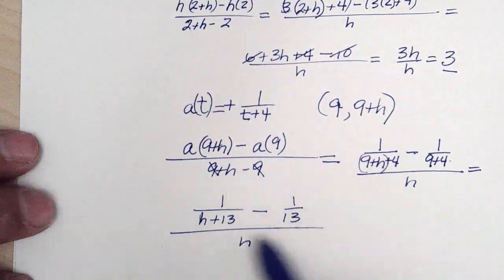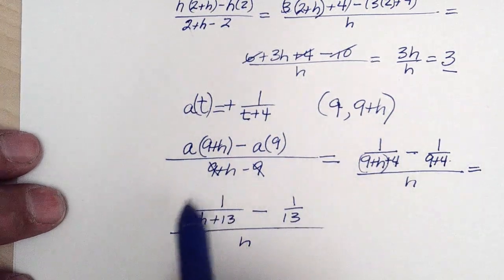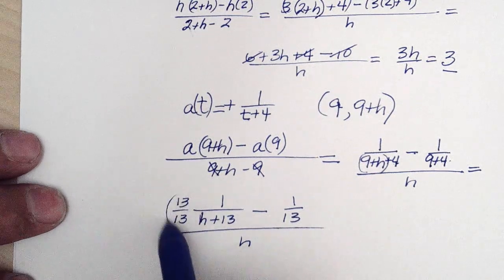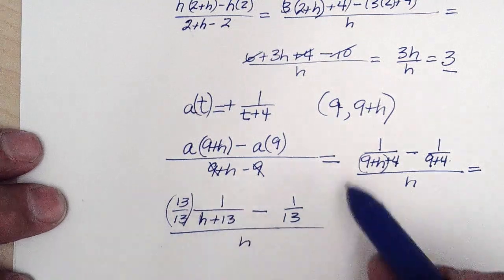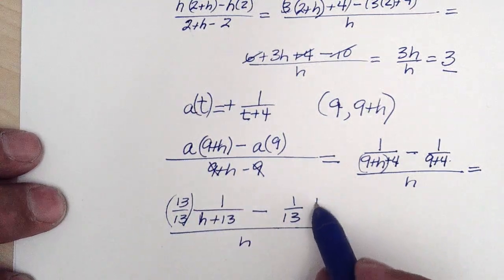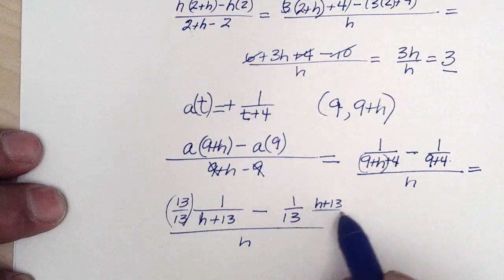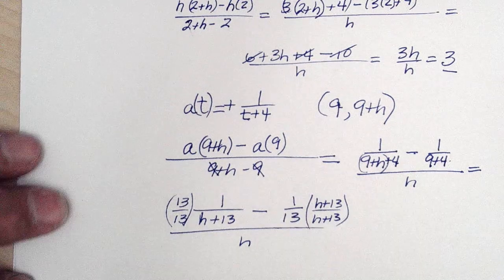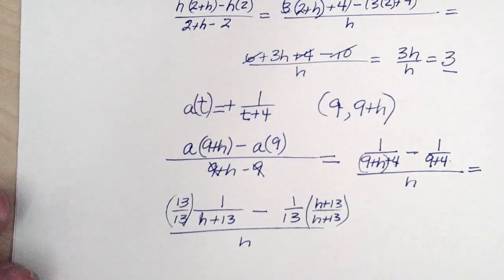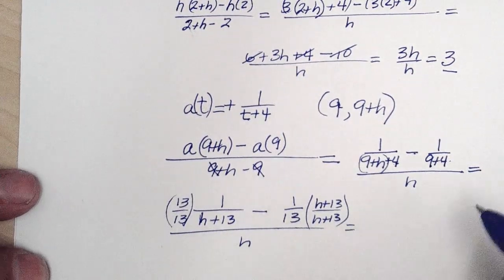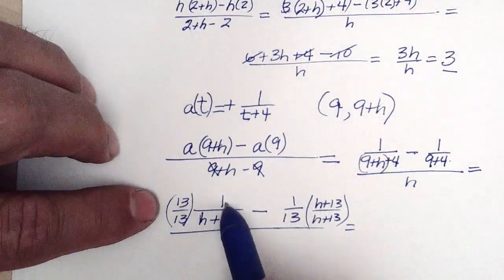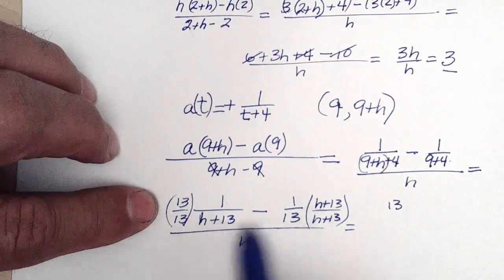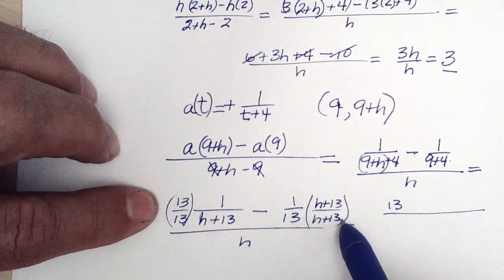Now, to do anything with this, we have to have a common denominator. So we multiply this by 13 over 13, or 1, which doesn't change this. And I multiply this by h plus 13 over h plus 13, which is 1 times this. Doesn't change. It'll look different, but we haven't changed our problem. So we get 13, and this is 13 times 13 plus h. So is this.